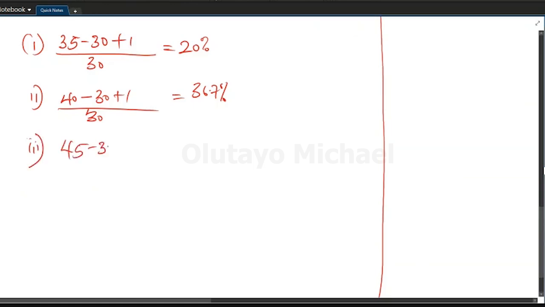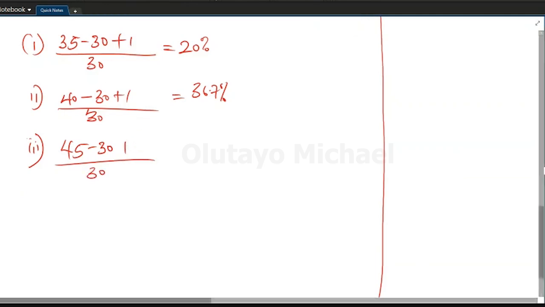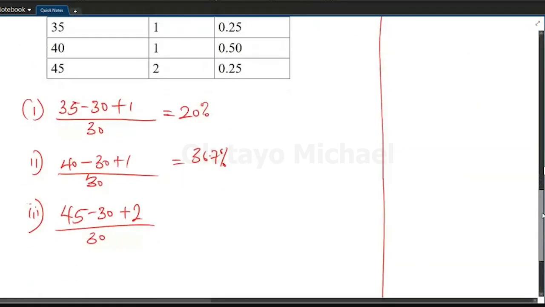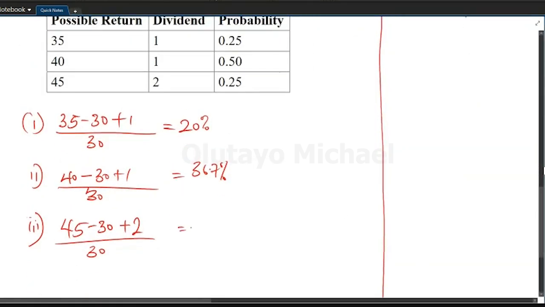So we also have scenario three: 45 minus 30 plus, sorry, this is 2 naira dividend, so plus 2 naira dividend, as we can see here. Divided by 30. So that gives us 56.67%. All right. So these are probable returns that are subject to probability.